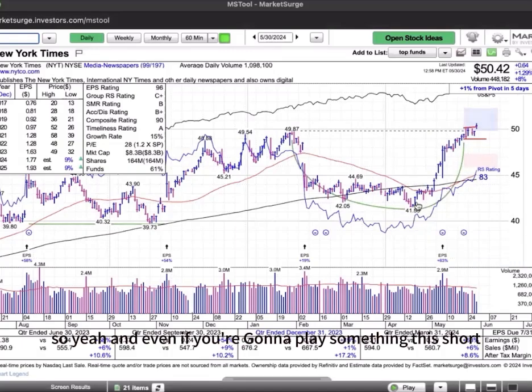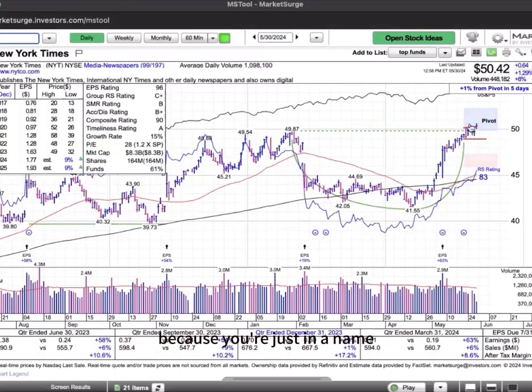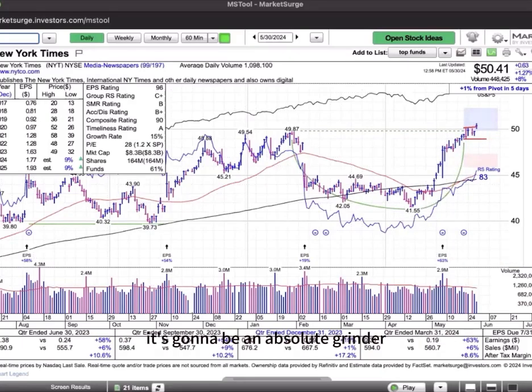So even if you're going to play something this short, I want to see it in a 98 or 99 relative strength, and this tight, because on a name like the New York Times, you're going to get stopped out. This is not a winning proposition. Playing this hand 1,000 times, you're going to lose money, in my opinion. And if you do make money, it's going to be an absolute grinder.